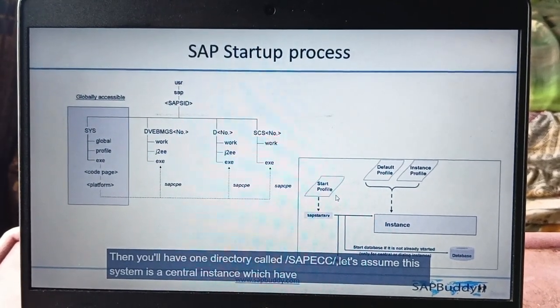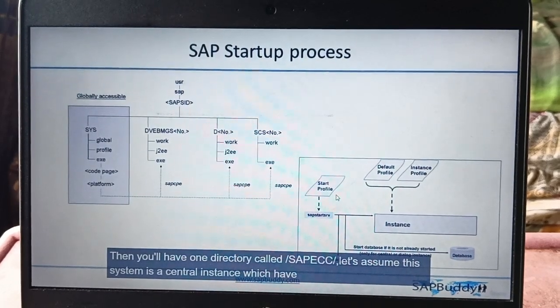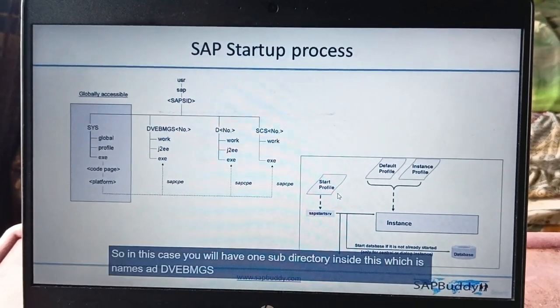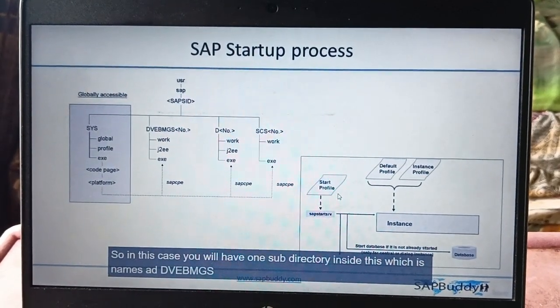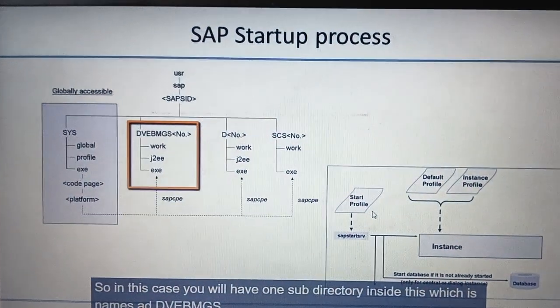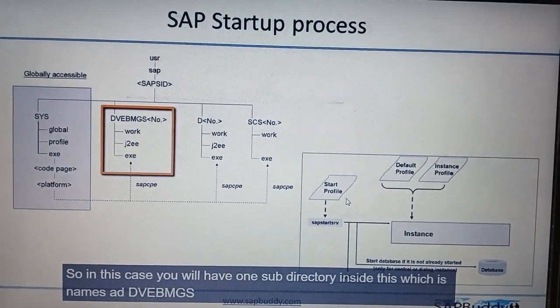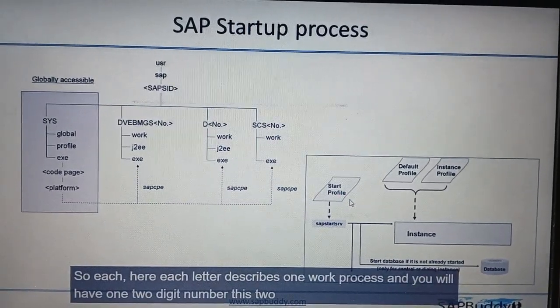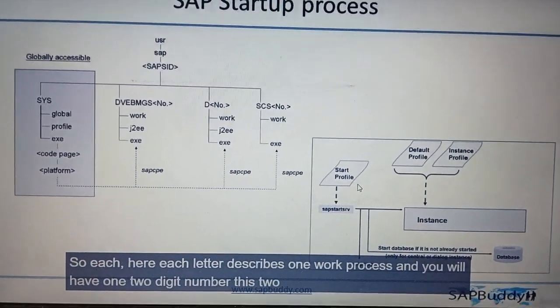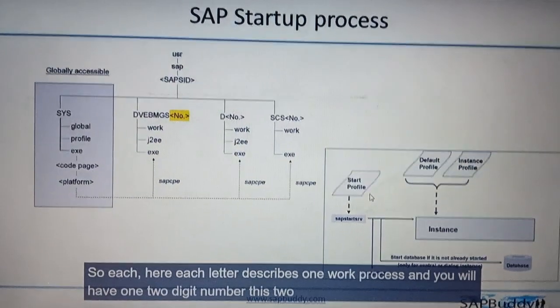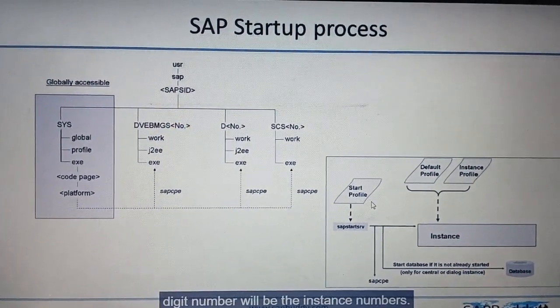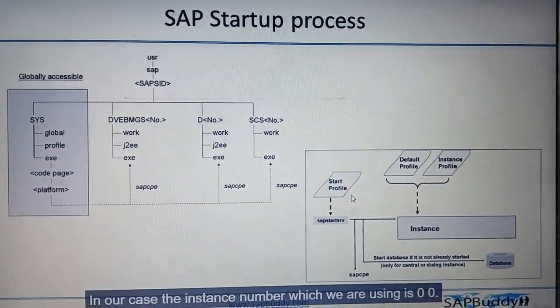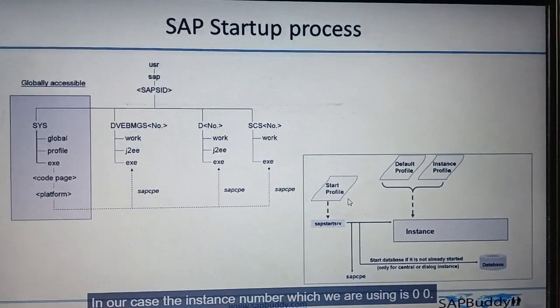Let's assume this system is a central instance which has an ABAP stack. In this case, you will have one subdirectory inside this SAP SID named DVEBMGS. Here each letter describes one work process, and you will have one 2-digit number. This 2-digit number is the instance number. In our case, the instance number we are using is 00.